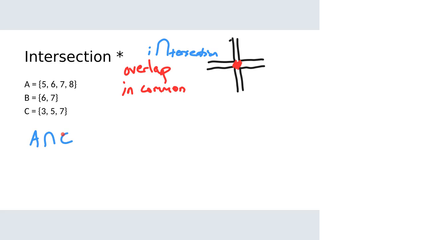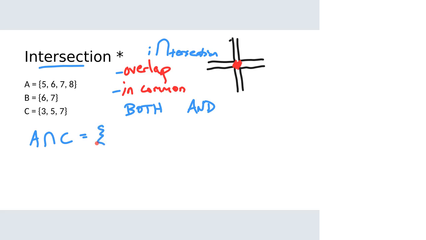Okay, what we're looking for when we're looking for A intersect C, when we're looking for the intersection, we're looking for the overlap, we're looking for the elements they have in common. We're looking for the elements that are in both sets. We're looking for the elements that are in A and they're in C. They have to be in both sets. They have to be what's in common.